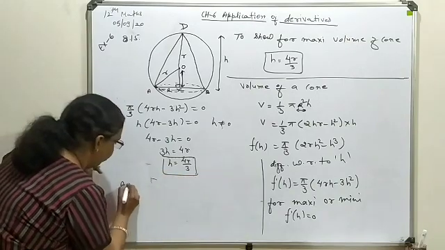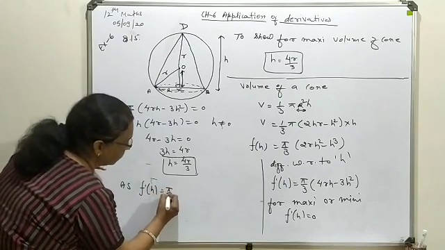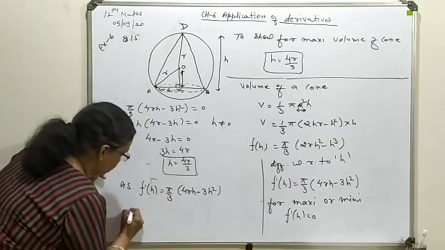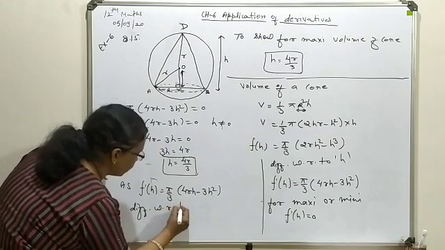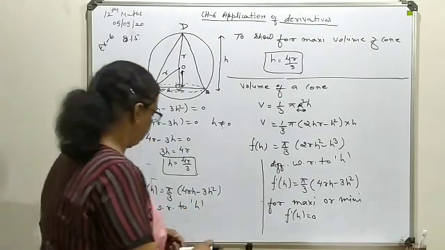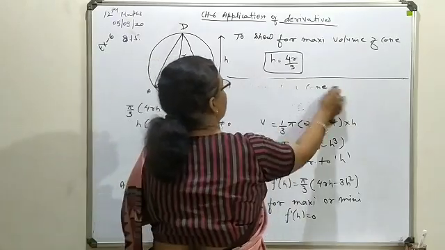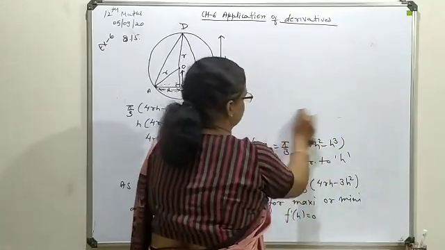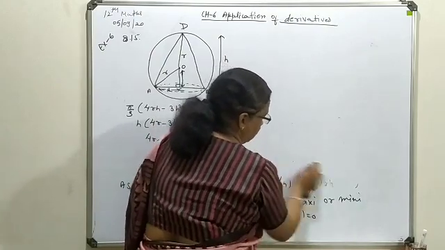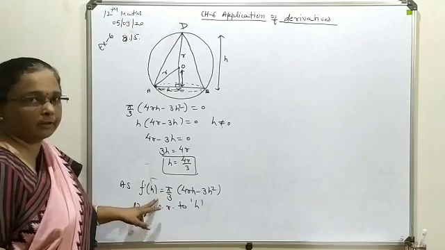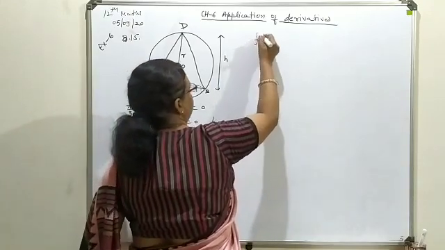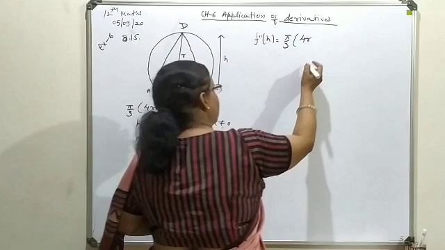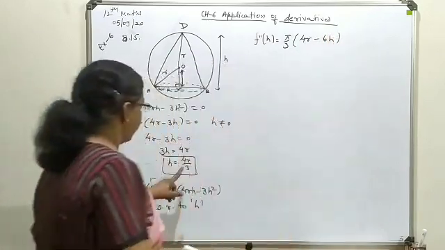Now as your first derivative was pi upon 3 (4RH minus 3H square), now go for the second derivative, so further differentiate with respect to H. As the second derivative, we have the function f double dash H, that will give you pi upon 3 (4R minus 6H). H what we have evaluated?